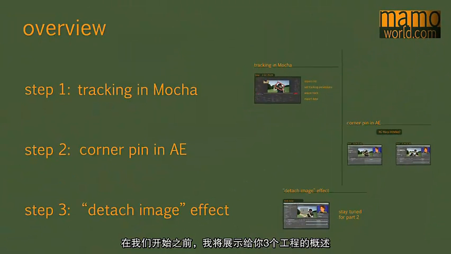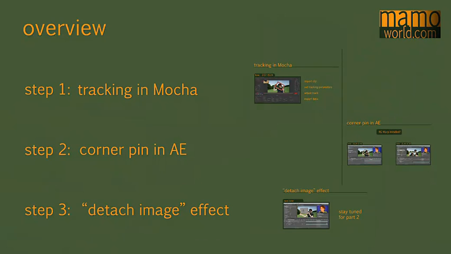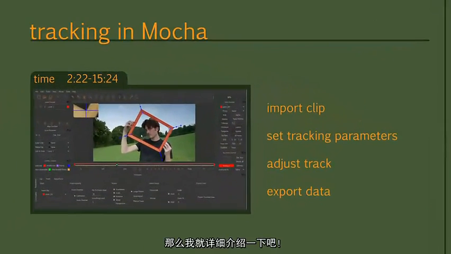Before we start, I will give you a brief overview over the project. In step 1, we are going to use the Mocha tracker to track the movement of the picture frame. In step 2, we are going to apply this track in After Effects, and in step 3, we add the funny effect at the end where I destroy the image. Let's look at the details.